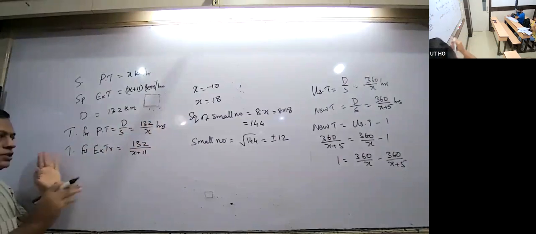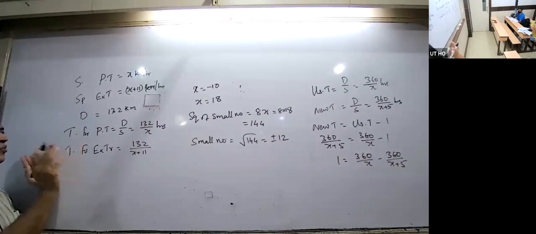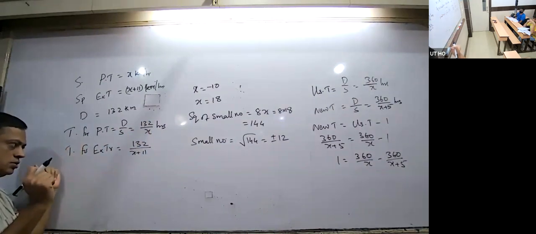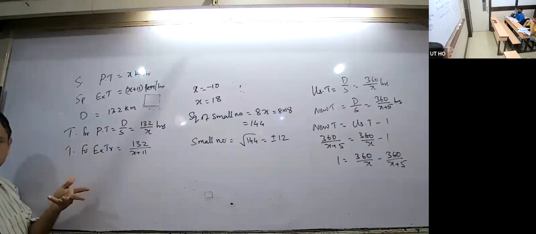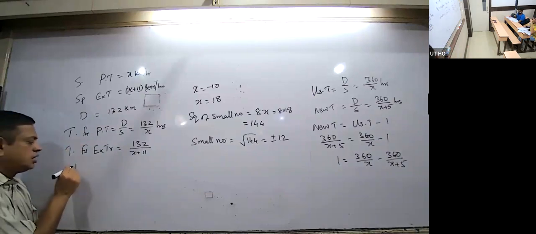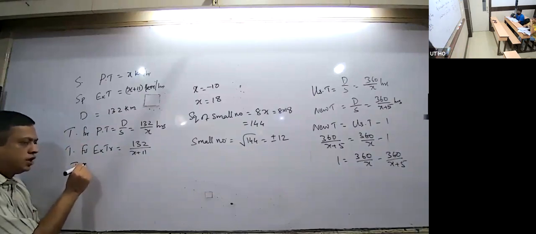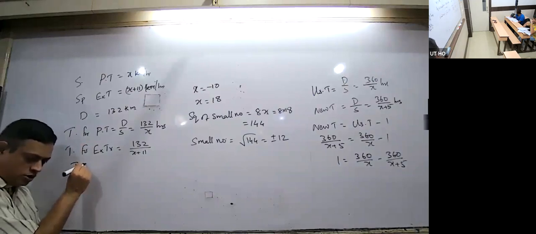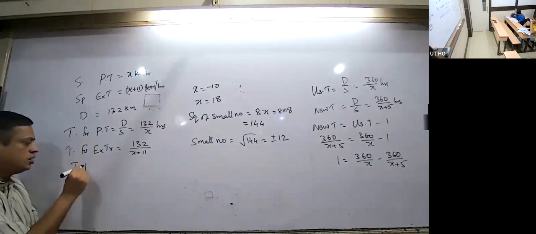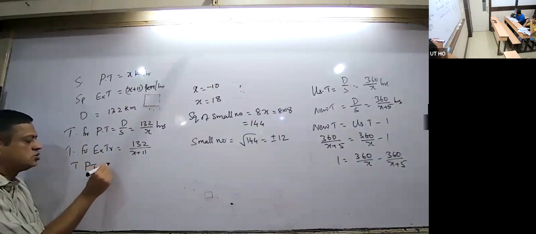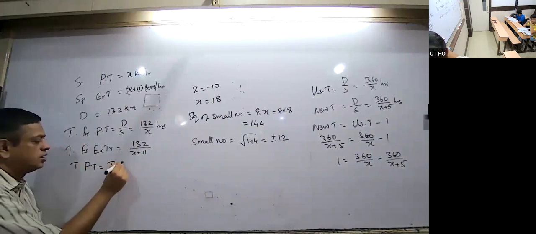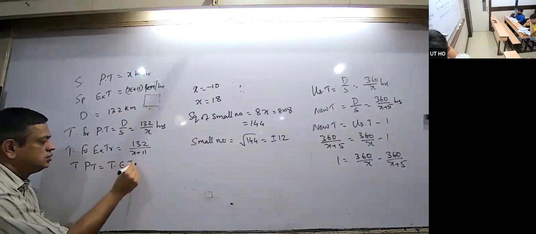So, 132 by x plus 11 minus 1 is equal to 132. Tell the relation in words. 132 upon x. The time taken by the express train, or the passenger train, takes 1 hour more? So, time taken by passenger train is equal to time taken by express train plus 1.